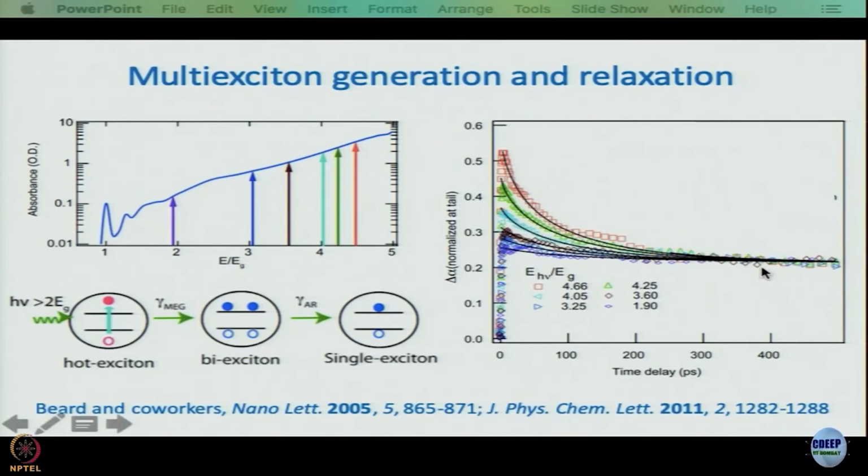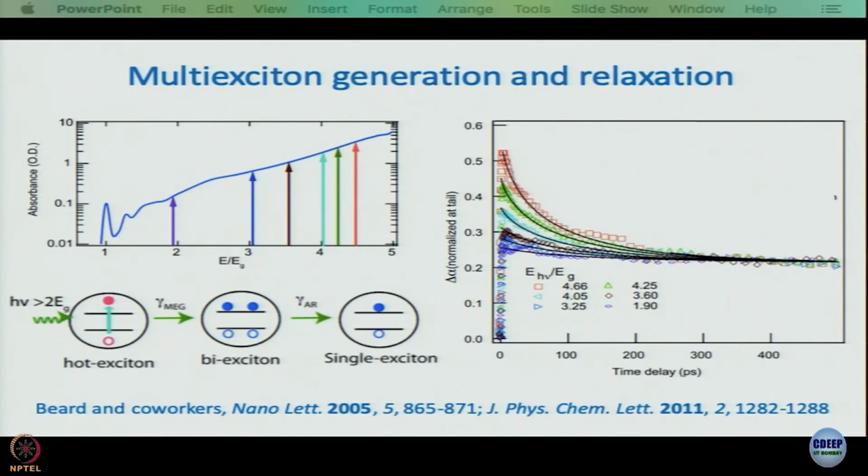But when they are tail matched, what one sees if you look at the transient absorption decays, this is transient absorption, not ground state bleach. Ground state bleach is once again a little different story. What one sees is as you go from 1.9 eV to say 4.66 eV excitation energy, we see the emergence of an ultrafast component that gets over by 200 or 300 picosecond. That is the time involved in cooling of hot excitons, formation of biexciton, and so on and so forth.